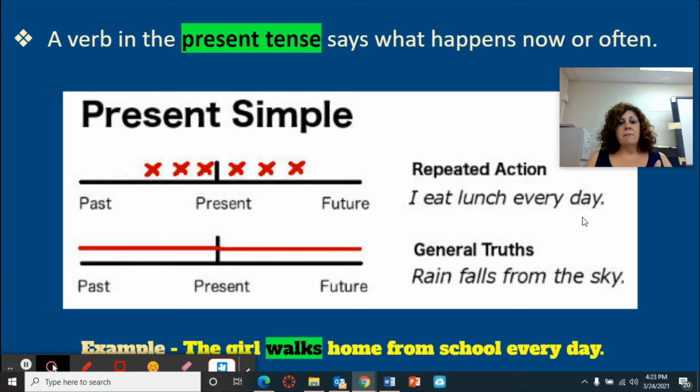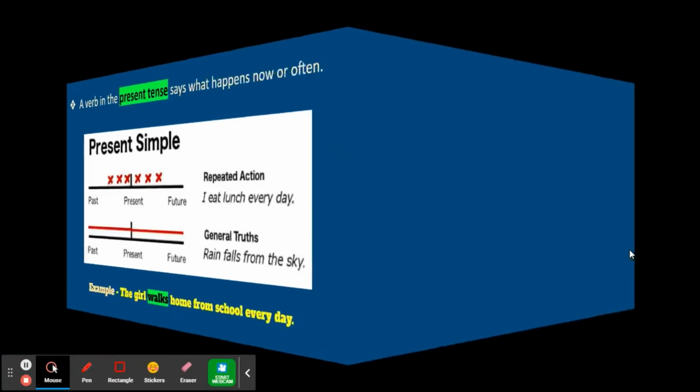I have another example down here. The girl walks home from school every day. So this happens at regular intervals. It's a repeated action. So every day she walks home from school. Correct? Okay.